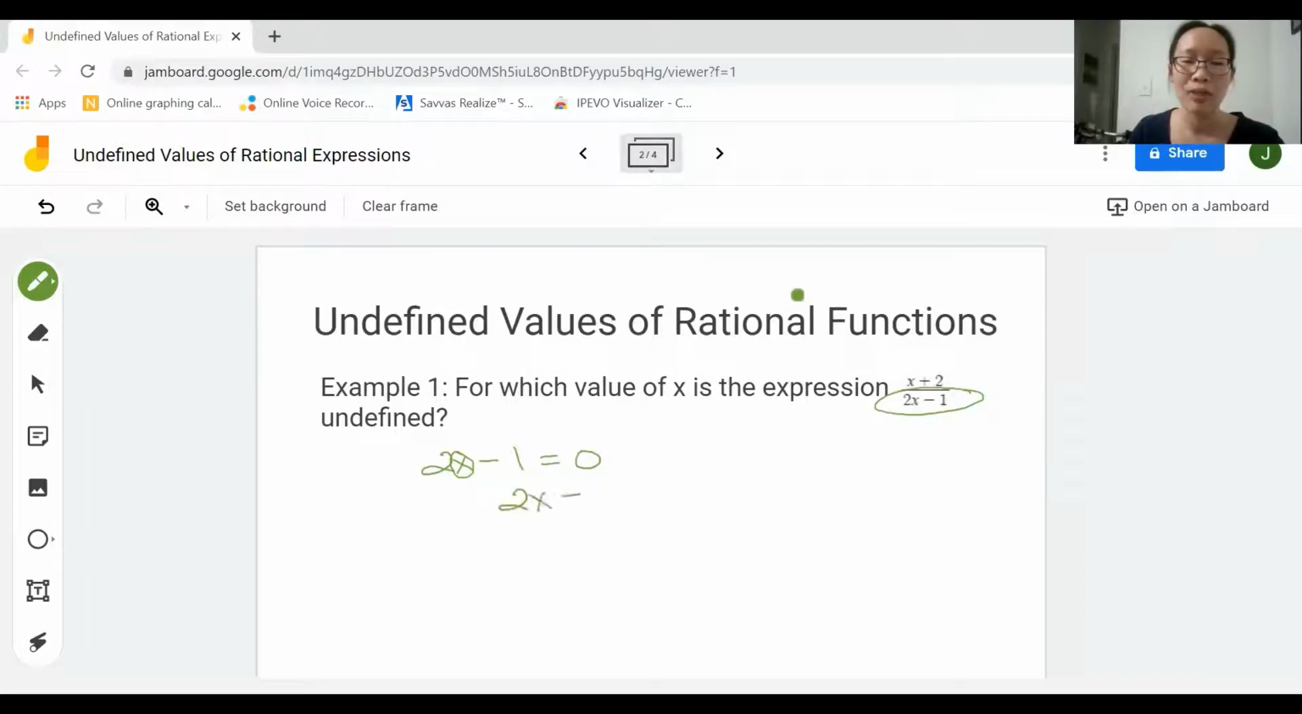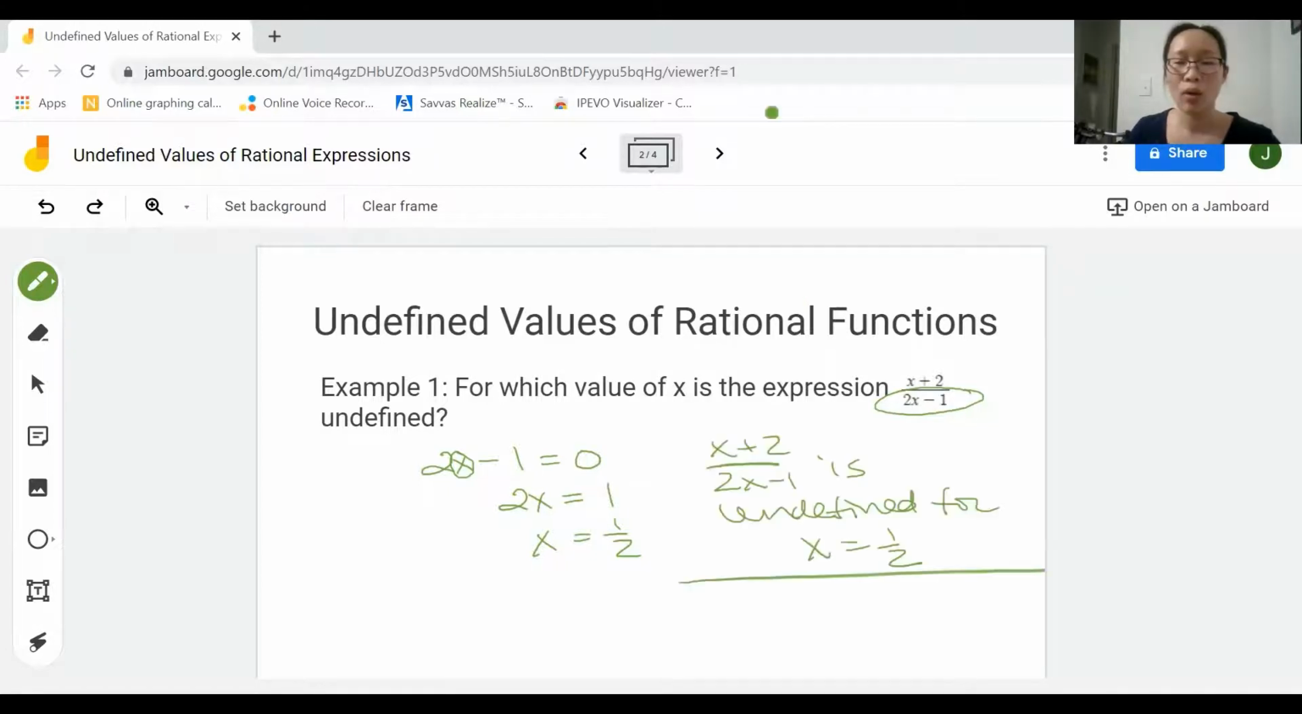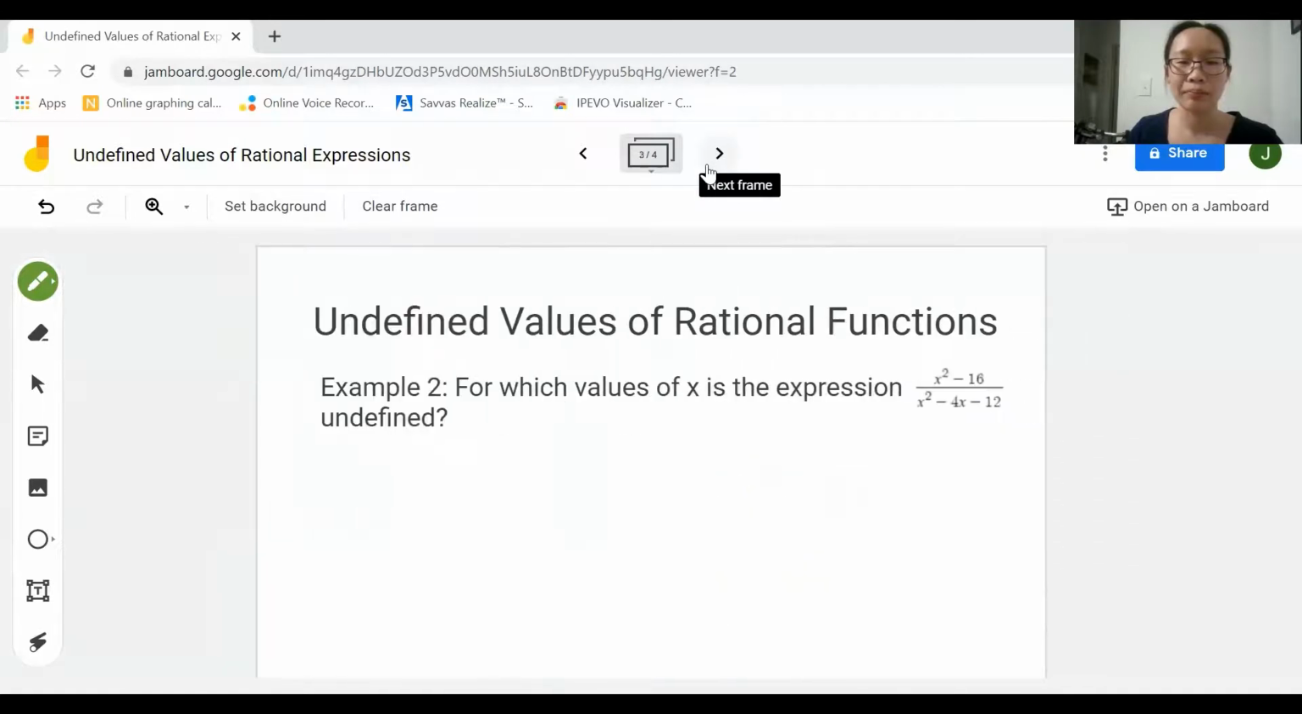So I'm going to just solve this equation. By adding 1 to both sides, I get 2x equals 1, and when I divide by 2, I get x equals 1/2. I can write this in one of two ways. I can say that the expression is undefined for x equals 1/2, or I can say that my expression cannot have an x of 1/2. Both are valid ways of saying the same thing. Let's try a second example.